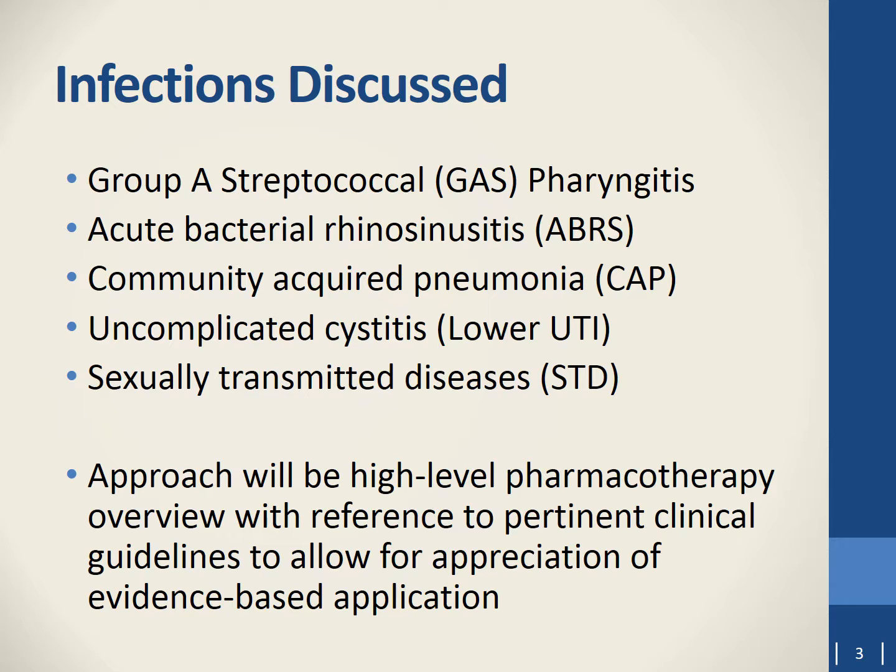We'll discuss community-acquired pneumonia. I'll point you when we discuss this to other guidelines that talk about healthcare-acquired and hospital-acquired and ventilator-acquired pneumonia, but that's beyond the scope of what we're going to discuss today. We'll have some discussion on uncomplicated cystitis or lower urinary tract infection, as well as a few sexually transmitted diseases and their treatment of choice.